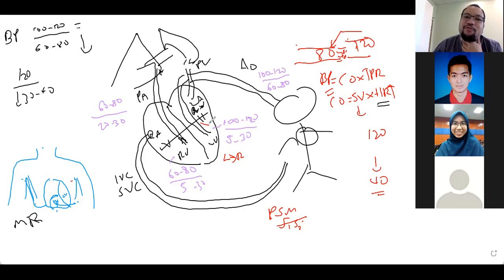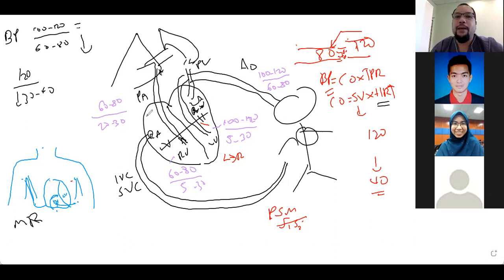Dengan sebab valve tu tak tutup betul-betul, so it obscured the first heart sound. Kan? The regurgitation tu occurs throughout the systolic. You get pan systolic murmur. Dan sebab dia area ni dekat your apical area. Apical area. So that's why you get murmur tu dekat your apex. Murmur dekat apex. Sebab valve ni letaknya betul-betul dekat your apex.